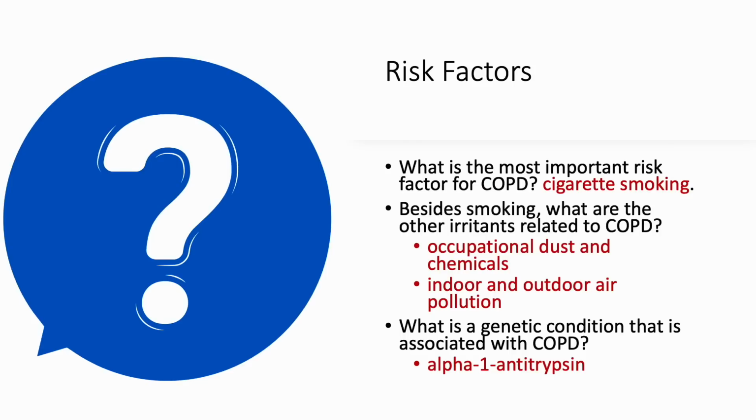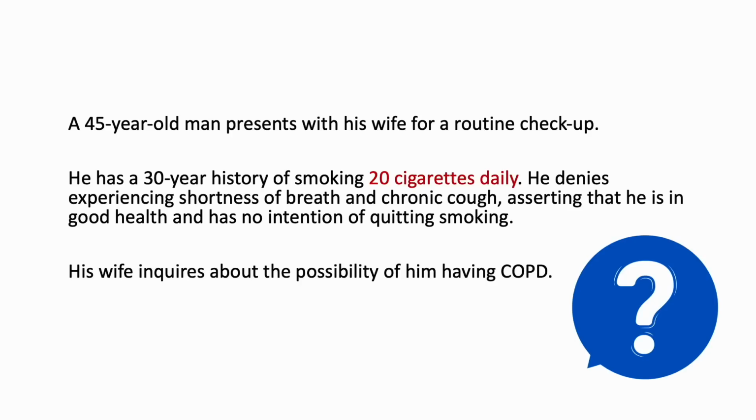What is the most important risk factor for COPD? It is exposure to cigarette smoking. Besides smoking, what are the other irritants related to COPD? Irritants include occupational dust and chemicals, as well as indoor and outdoor air pollution. What is a genetic condition that is associated with COPD? It's alpha-1 antitrypsin.